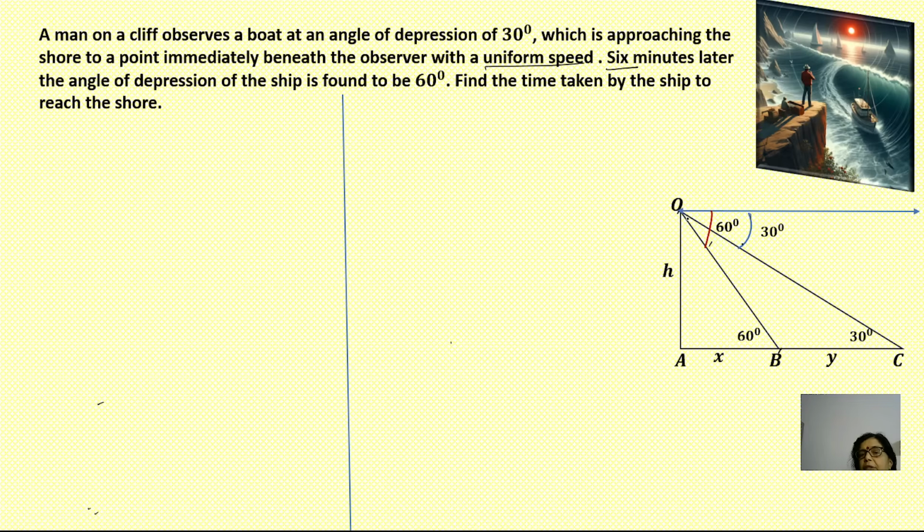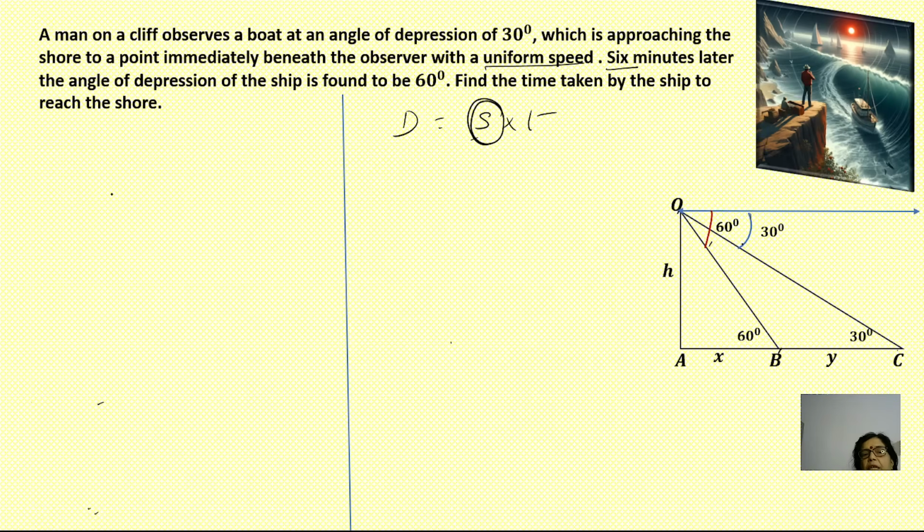Now when the ship is at this point C, coming back to this uniform speed, we know distance is equal to speed into time. So here in both the cases the speed is uniform. So let us represent the speed by s, distance is d and time is t. Time is given as 6 minutes for this journey, that is BC.